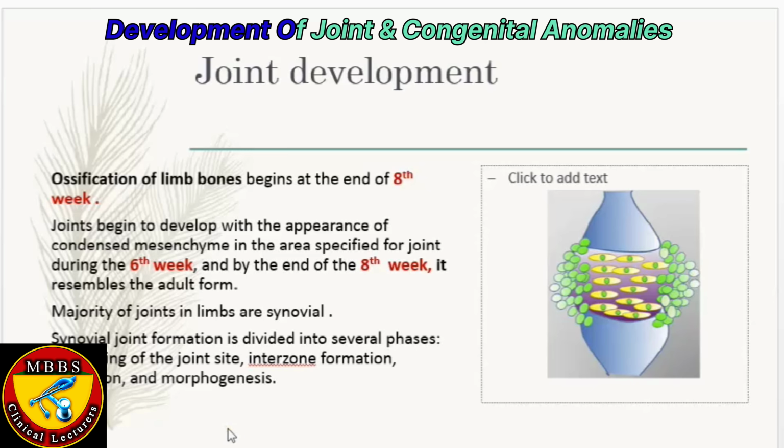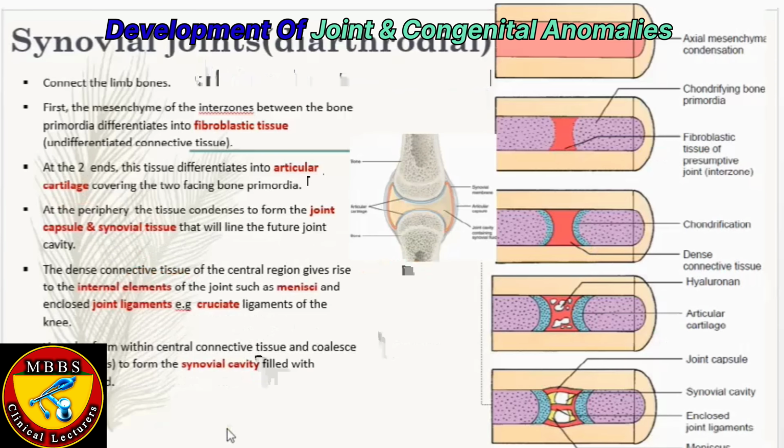Of course, we have other type of joint also, and when the synovial joints are being formed, they undergo different phases, like the patterning of the joint site, the formation of the interzone, which is very important, and then the cavitation for the formation of synovial cavity, and other morphological changes. Now, first of all, synovial joint.